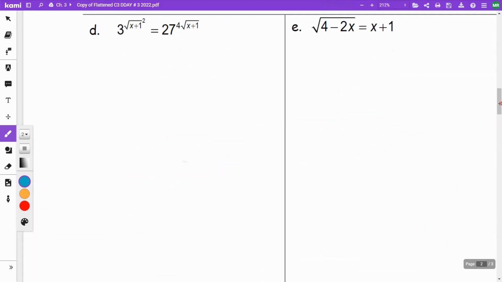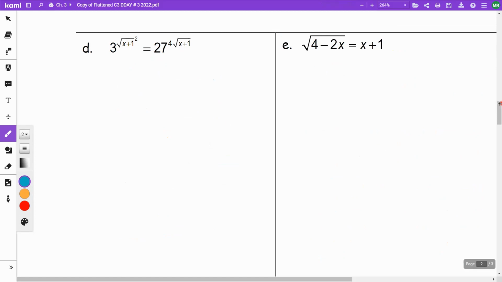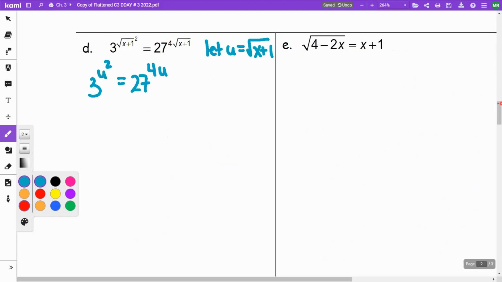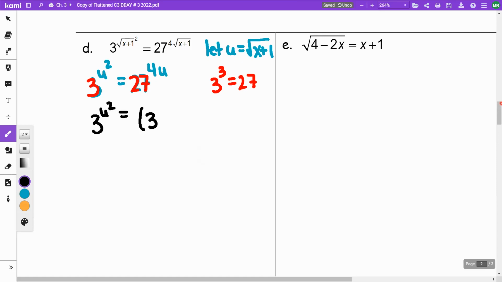Okay, on D, what we're going to do is, first off, I'm going to let u equal the square root of x plus 1. So I'm going to rewrite this as 3^(u squared) is equal to 27 raised to the 4u. Then I want to get this 3 and this 27 to be the same base. So 3 to the third is 27. Okay, so I'm going to rewrite this. I have 3^(u squared) is equal to, and 3 to the third is 27, and that's raised to the power of 4u. So power to power, I'm going to multiply, so it's going to be 3 to the 12u.